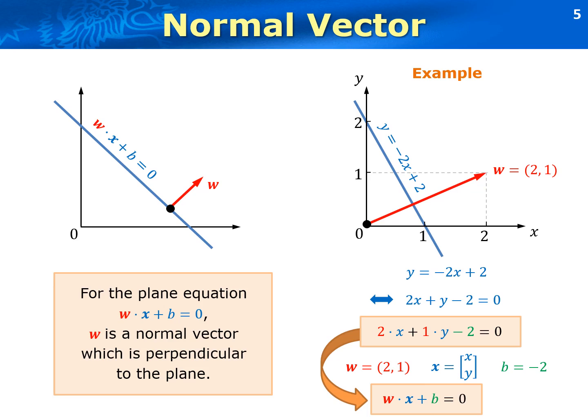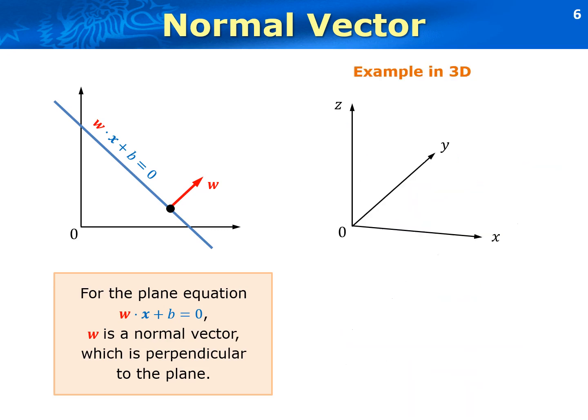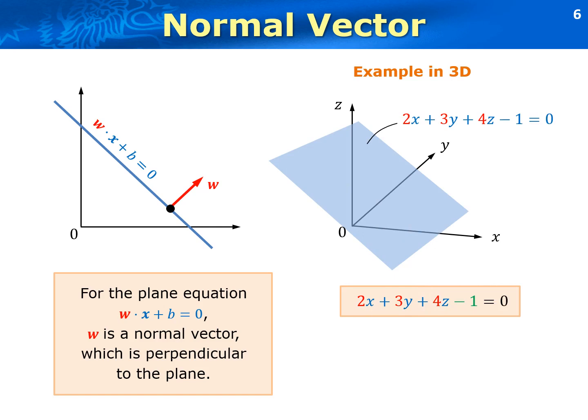Another example is in the three-dimensional case, where the given equation 2x plus 3y plus 4z minus 1 equals 0 is a plane. We put x, y, and z coefficients together to make w, which is (2, 3, 4). This is a norm vector perpendicular to the blue plane.